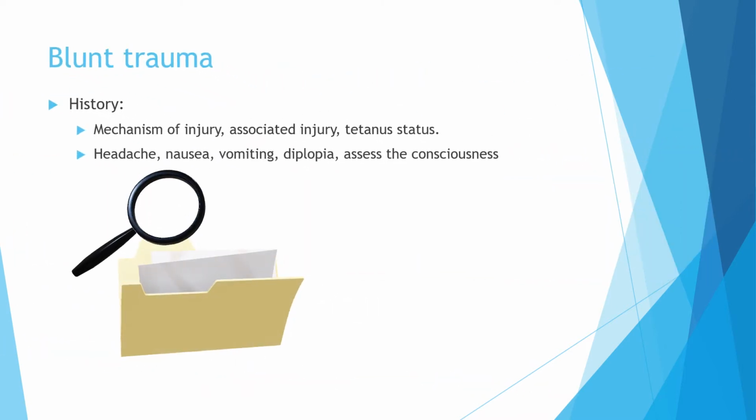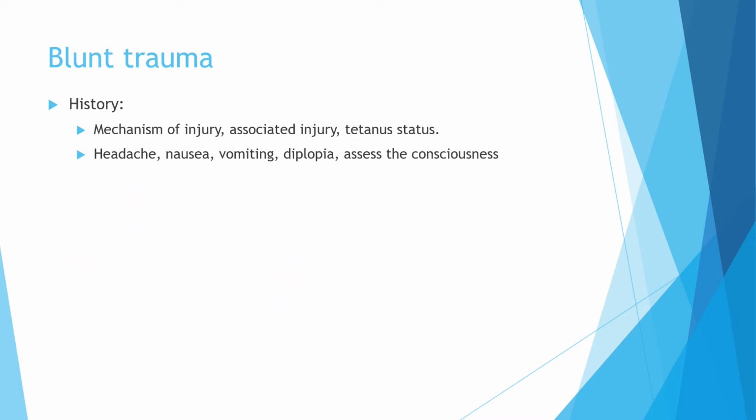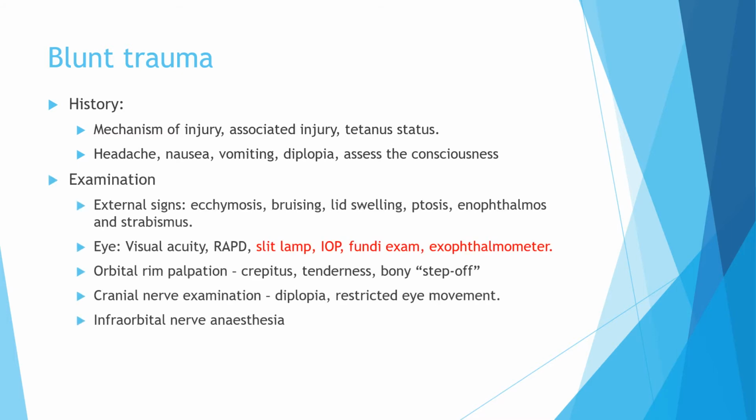So you should take a very good history, explore the mechanism of injury, any other associated injury, and inquire about the tetanus status. Also ask about symptoms of increasing intracranial pressure, including headache, nausea, vomiting, diplopia, and also explore the consciousness of the patient. Now for the examination, you must look for signs of ruptured eyeball, blowout fracture, and other alarming ocular injury. So check whether the patient is alert or not.